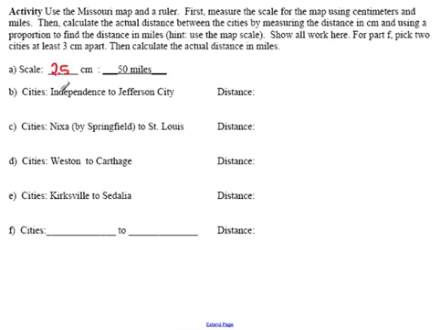Next, we will locate the city of Independence and the city of Jeff City. And what we'll do is we'll determine that they are approximately 6.5 centimeters apart on our map. So what we do is we say 2.5 centimeters over 50 miles. That's the scale that we're given, is going to equal 6.5 centimeters over X miles. And then cross multiply and divide, and X would equal 130 miles.